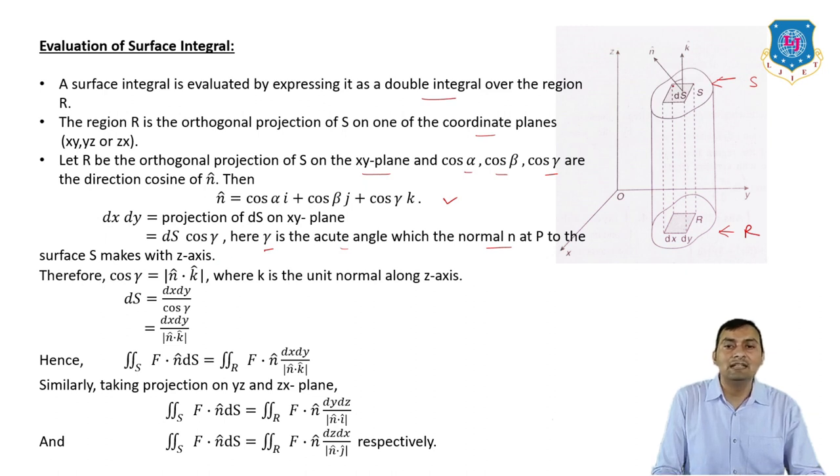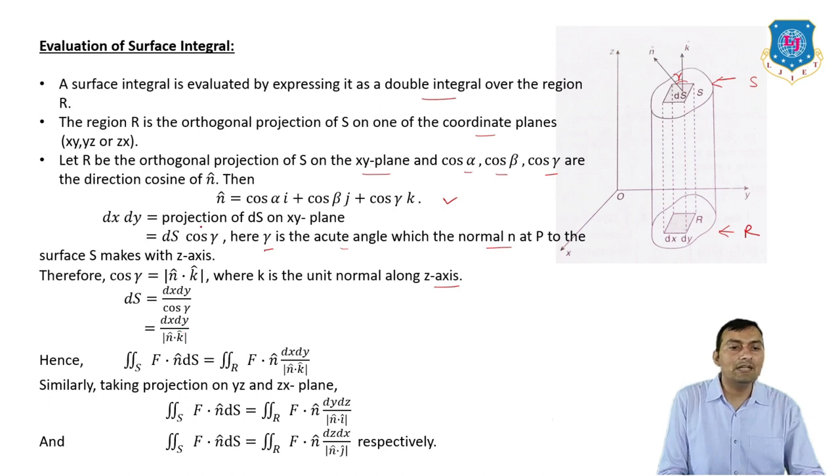It means that it is going to make an angle with this. So this will be our gamma angle. Therefore, cos gamma can be written as mod of n cap dot k cap, where k cap is the unit normal along the z axis.